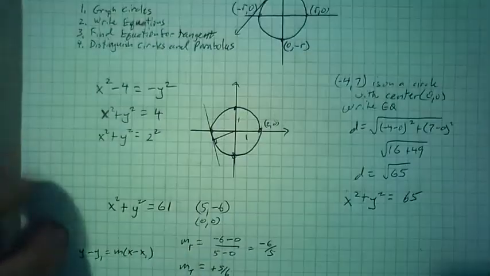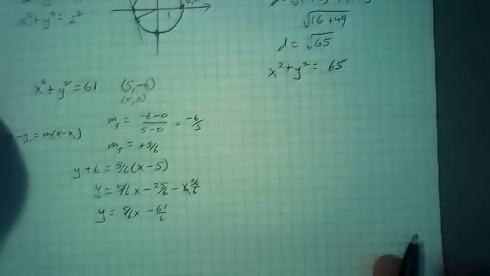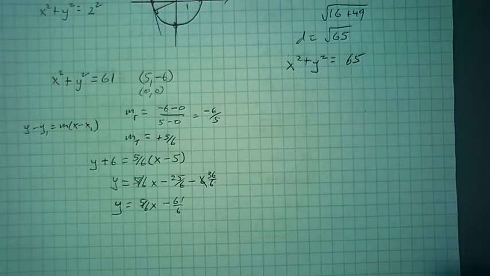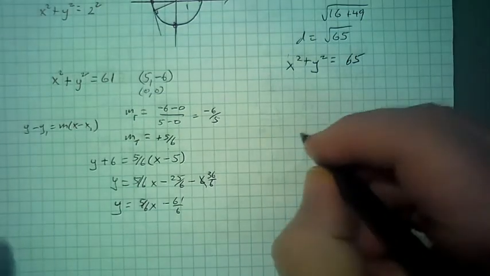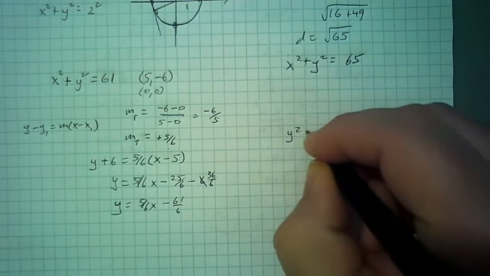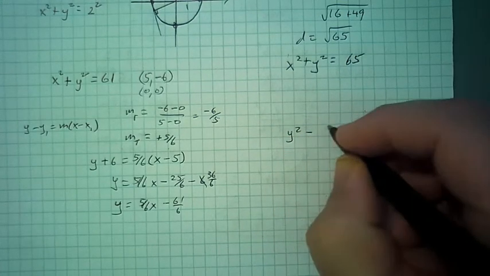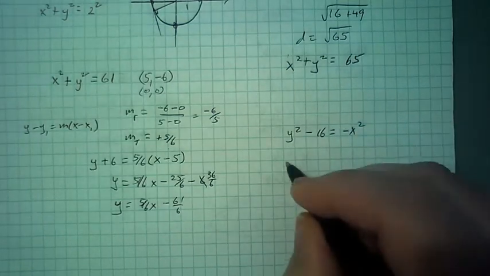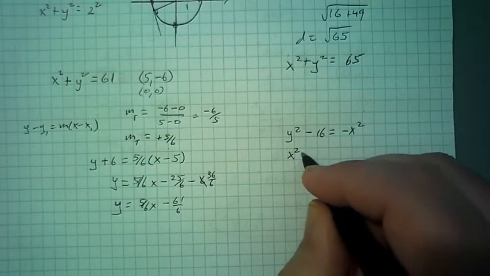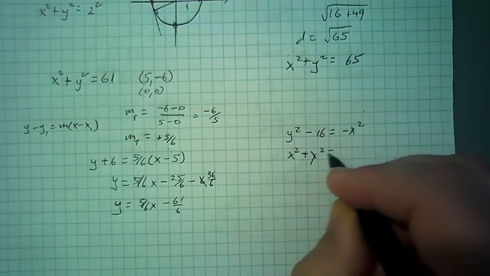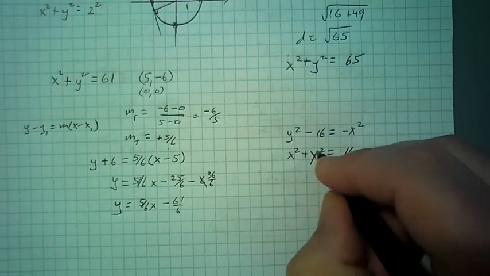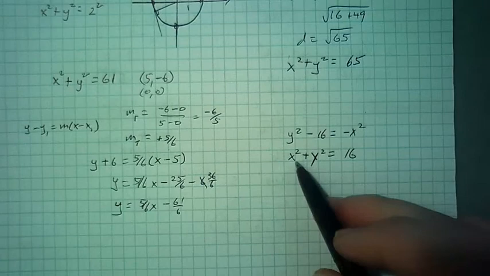That's number 3. Lastly, distinguish circles and parabolas. At this point in the chapter, there's only 2 things we know, and they're fairly distinct. So if I'm looking at some equations, and I see y squared minus 16 equals -x squared, and I see there's a y squared and an x squared, I put them both on the same side, move everything else to the other side, and I have an equation for a circle. This one has radius 4, because 4 squared is 16.